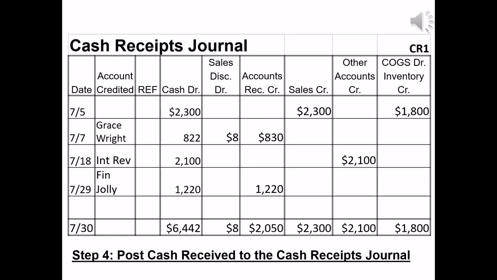On the 29th, we received money from our customer FinJolly in the amount of $1,220. That's payment on account. They did not receive any kind of a discount, so we're just going to debit cash and credit accounts receivable for the $1,220. This amount also will need to be posted to our accounts receivable subsidiary ledger.